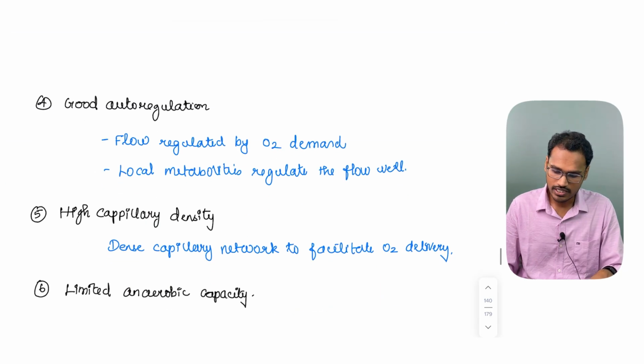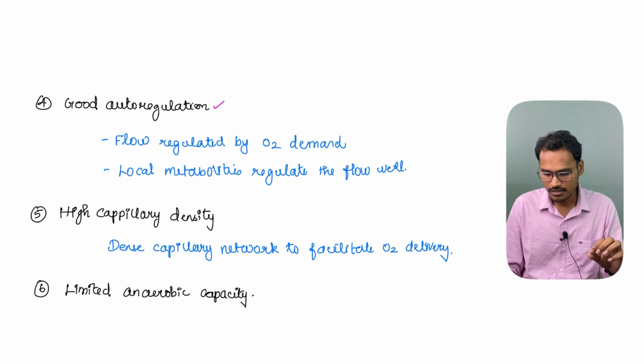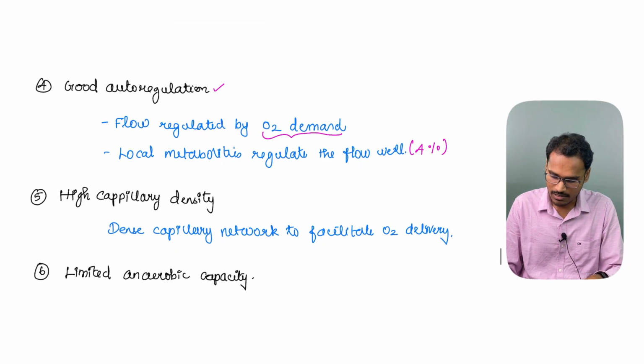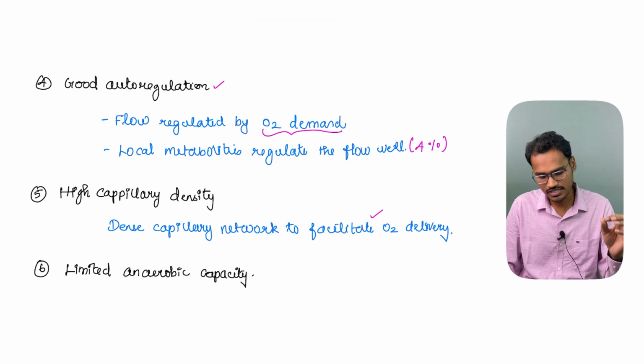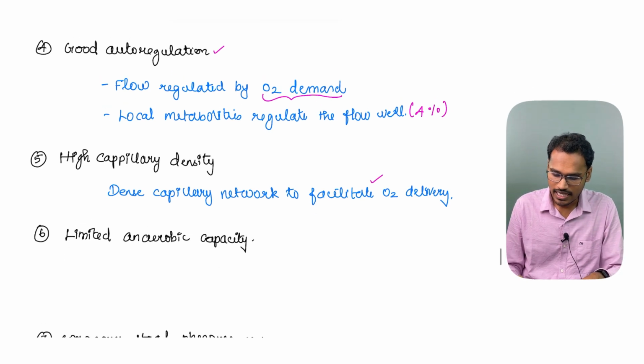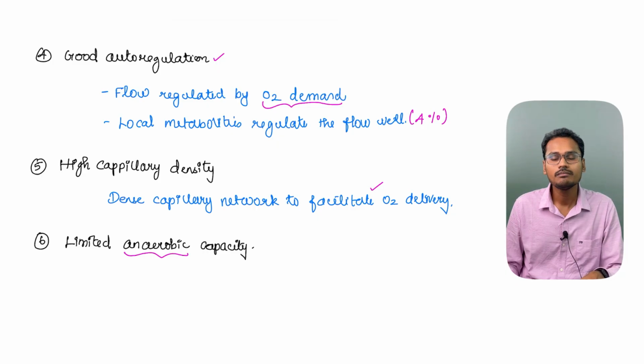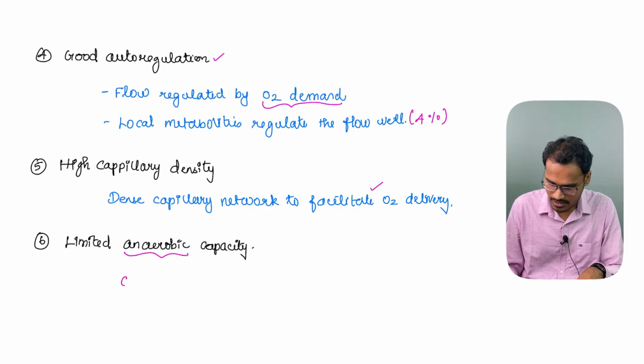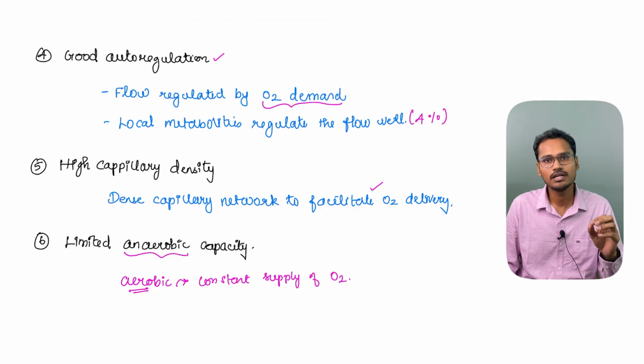It has good autoregulation. That is one good thing. The flow is regulated by oxygen demand. As and when the oxygen demand increases, the blood flow also will increase, because the 4% of the supply will be kept constant. And it has a dense capillary network to facilitate oxygen delivery, which is again very good. And it has limited anaerobic capacity, so all the metabolism happens with the help of the aerobic system. The heart needs a constant supply of oxygen. So that is why getting a good blood supply to the heart is always very, very important.